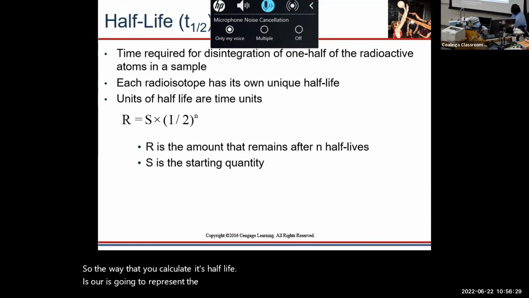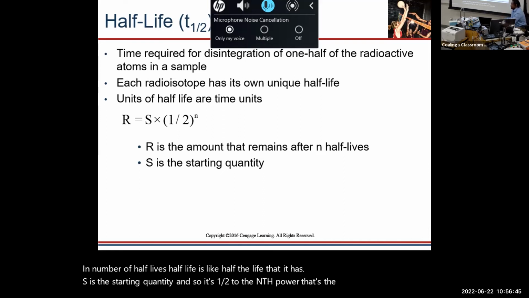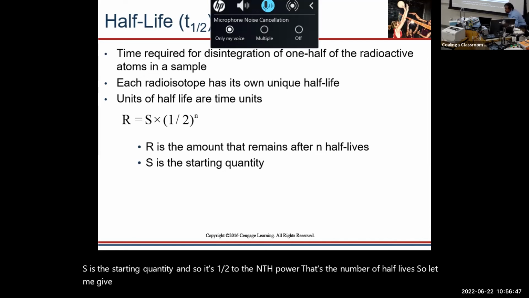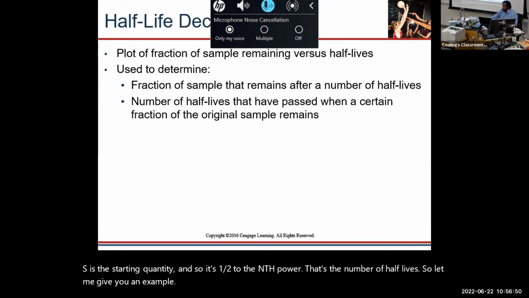So the way that you calculate it is, R is going to represent the amount that remains after n half-lives. Half-life is like half the life that it has. S is the starting quantity, and so it's S times 1/2 to the nth power, where n is the number of half-lives. So let me give you an example, so it makes sense.